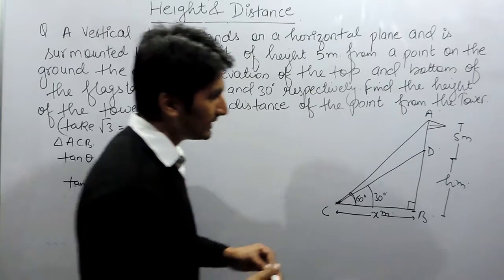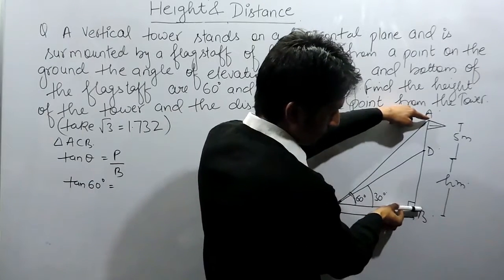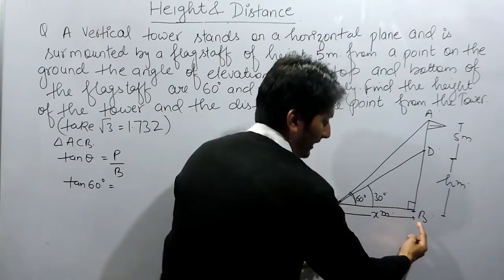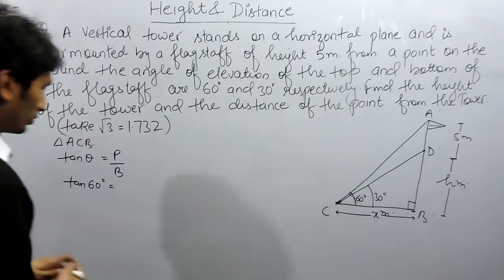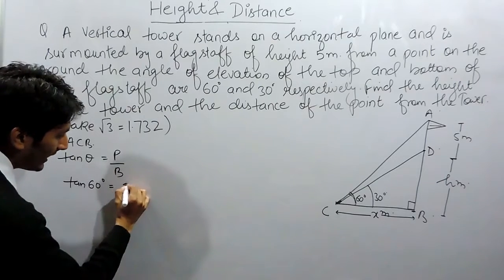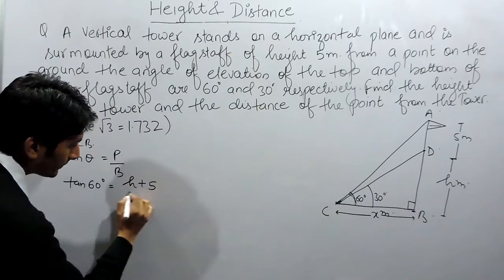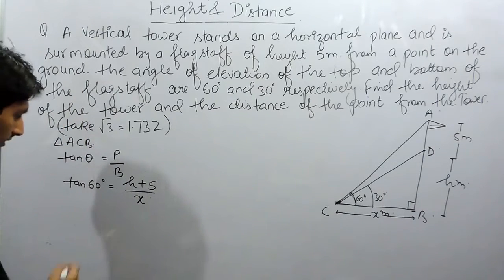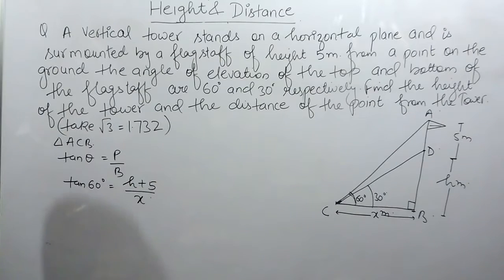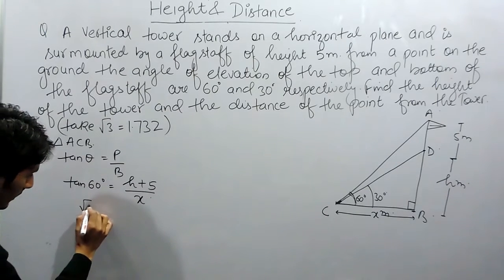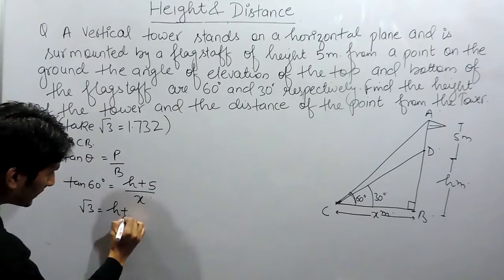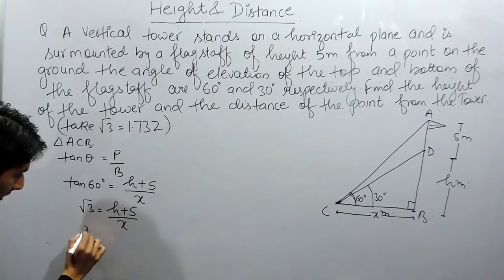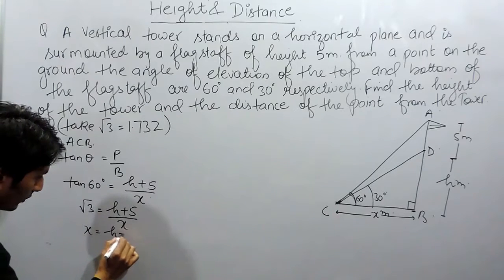In triangle ABC, the perpendicular will be h plus 5, and the base will be equal to x meters. So here perpendicular will be h plus 5 and the base will be x meters. We know that the value of tan 60 is equal to √3. So this will be equal to h plus 5 upon x. If I cross multiply this, the value of x will be equal to h upon 5.